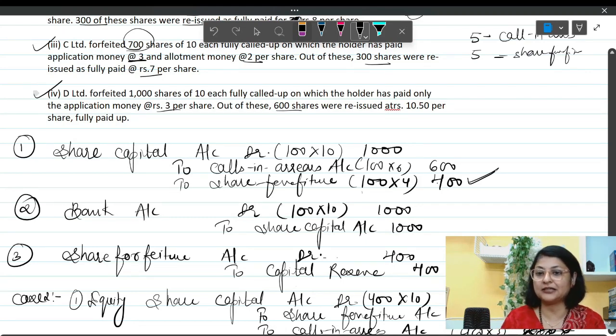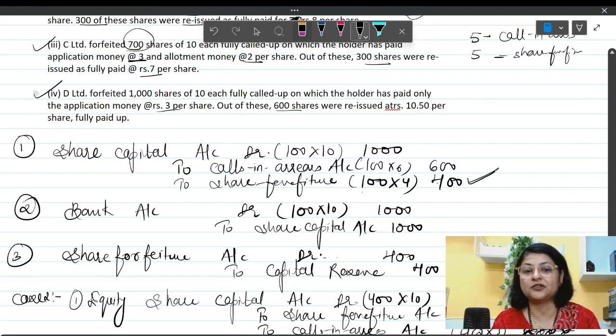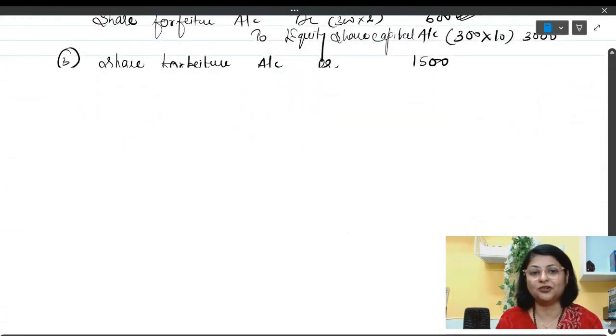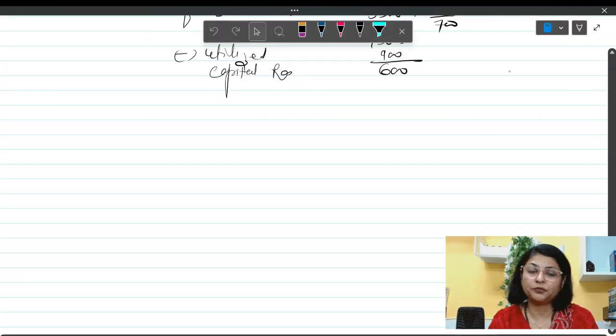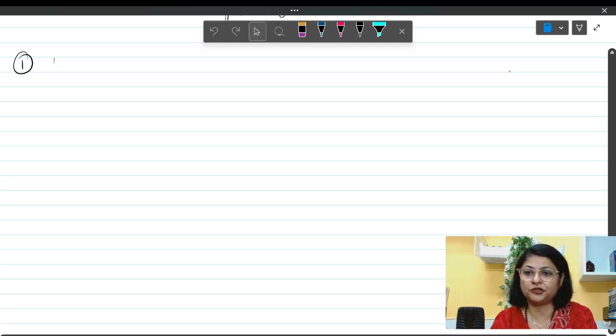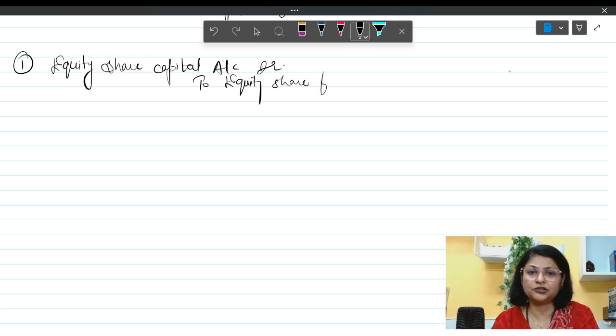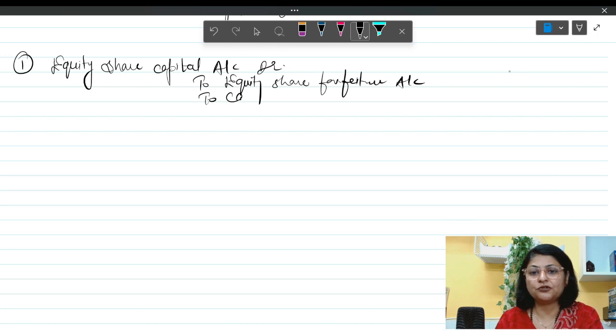First of all, we are going to pass the journal entry for forfeiture of shares. I will pass the entry here beside this, so that I don't have to go down, because it is somehow troubling me. So my first entry is going to be for forfeiture. I'm going to pass the entry equity share capital account debit. Always share capital is debited, equity share capital account will be debited. On the credit side, the same two things are going to come: equity share forfeiture and calls in arrears.